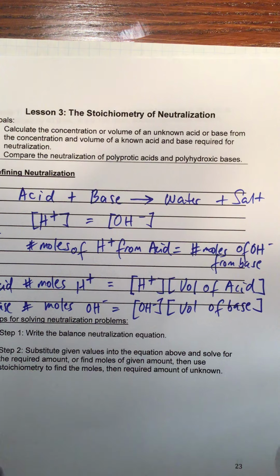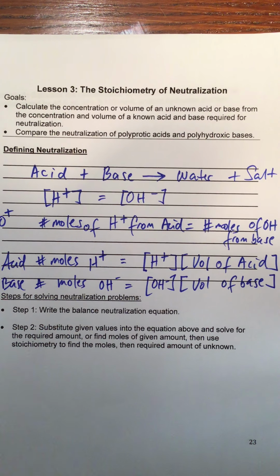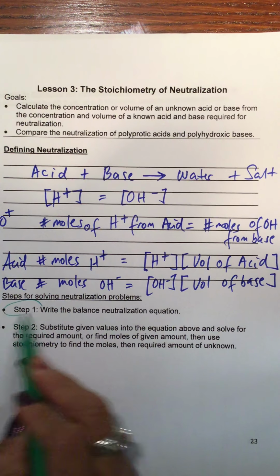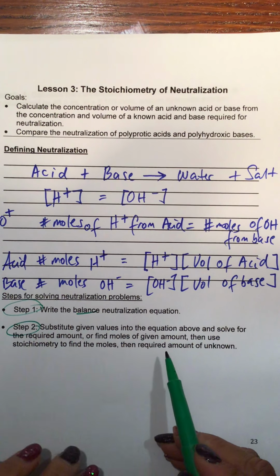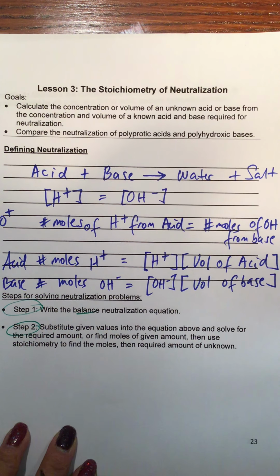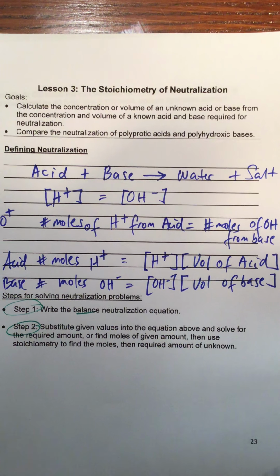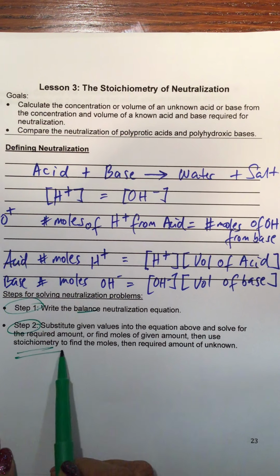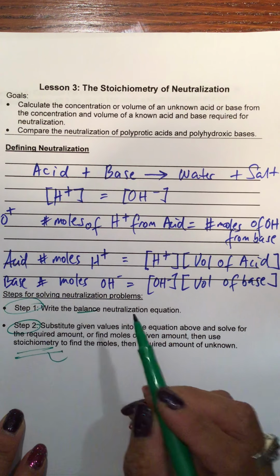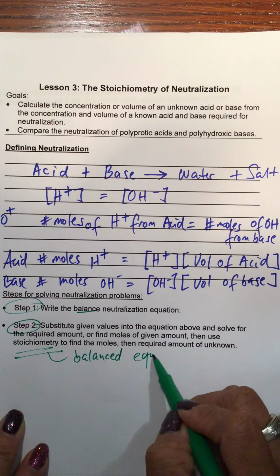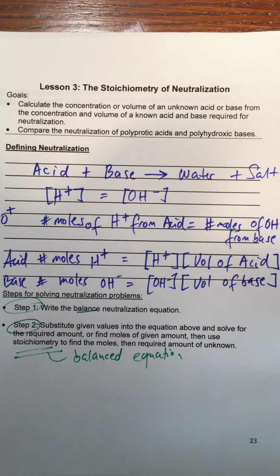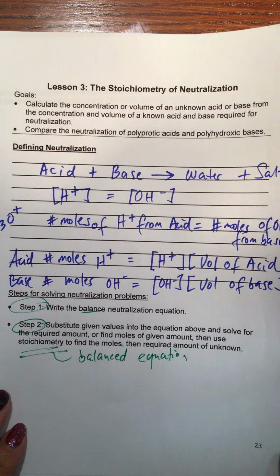So the steps for solving neutralization reactions. Step 1, write the balanced neutralization equation. Step 2, you're going to substitute the given values into the equation above and solve for the required amount, or find the moles of a given amount. And then we have to use the stoichiometry to find the moles. So this stoichiometry means you have to have the balanced chemical equation for the acids and bases involved.